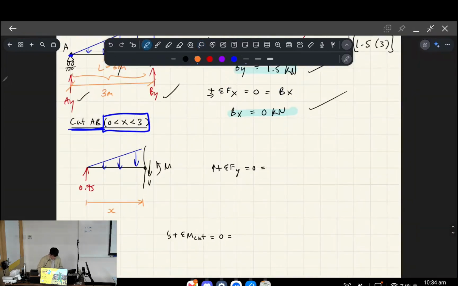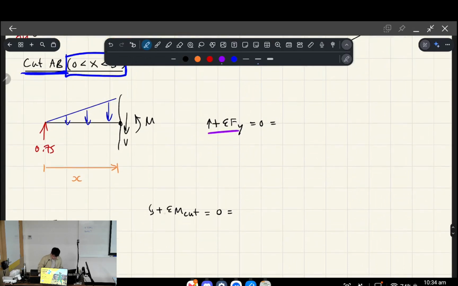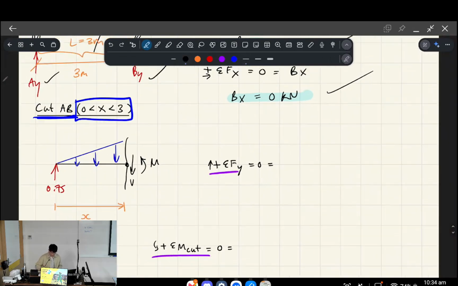So, we can do two things, right? We can do the force equilibrium and the moment equilibrium about the cut in order to work out our internal shear function and our internal moment function, okay? So let's start with the internal shear function, because this one's a little simpler to understand, okay?